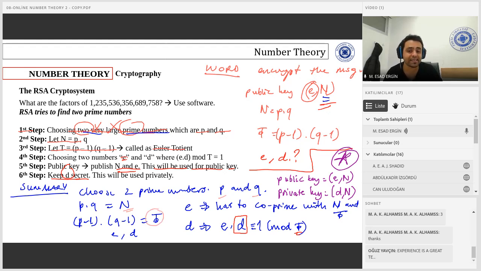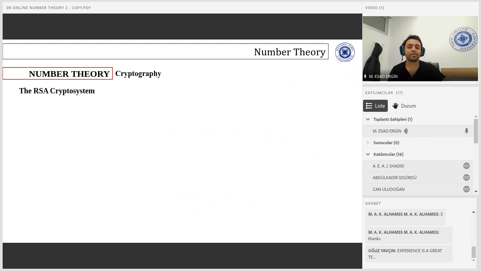Why? Because E has to be coprime with N and the Euler totient at first. And in order to find D, we have to find the inverse of E in modulo Euler totient. And then you can find what the public key is and what the private key is. Okay, let's do some exercises and we will see what actually it is.